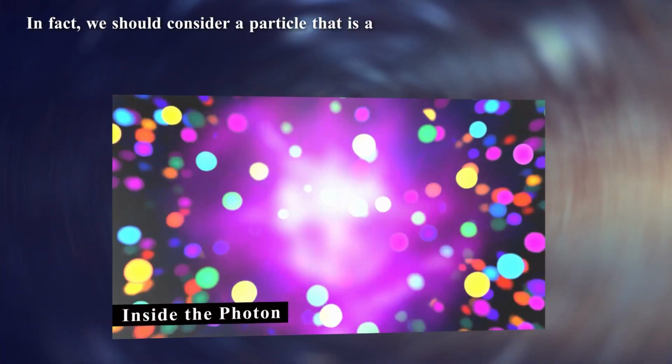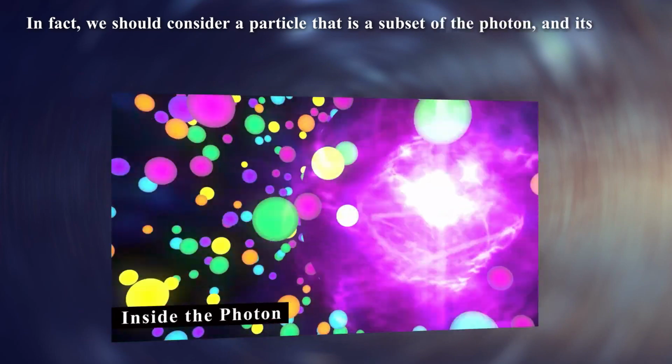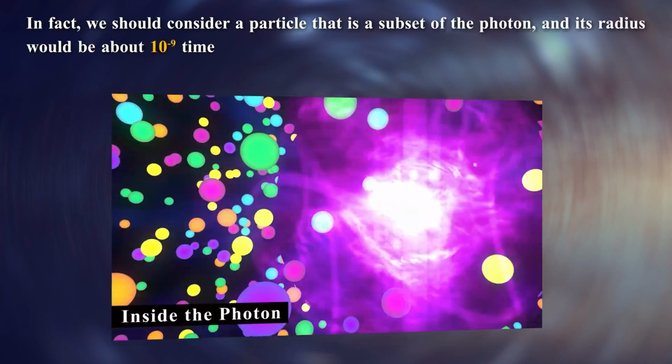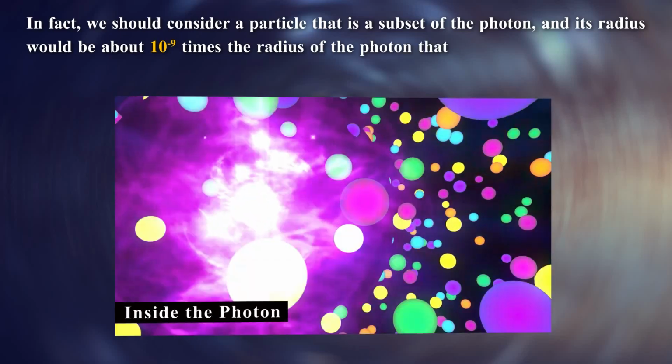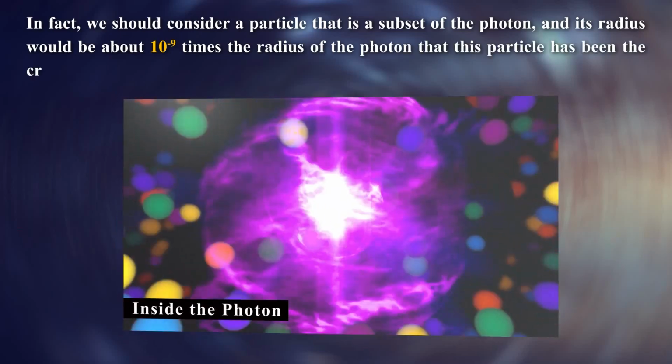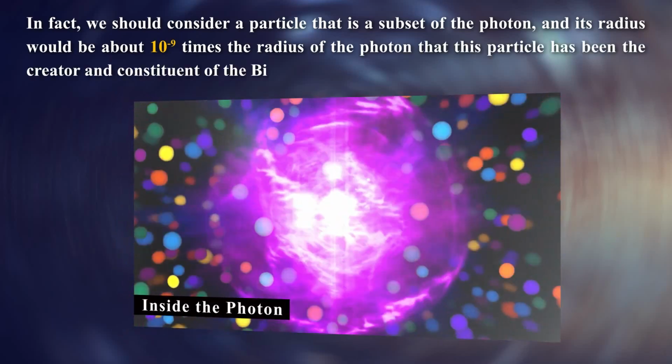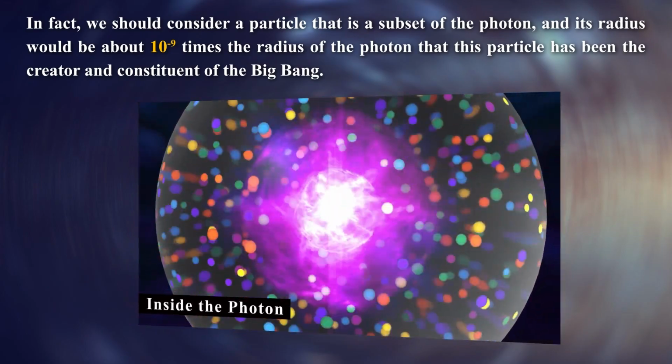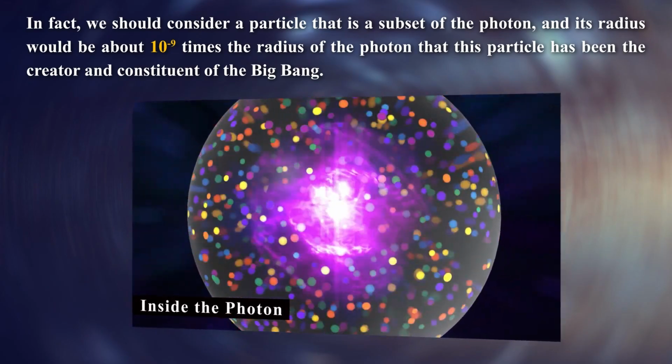In fact, we should consider a particle that is a subset of the photon and its radius would be about 10 to the power of minus 9 times the radius of the photon, that this particle has been the creator and constituent of the Big Bang.